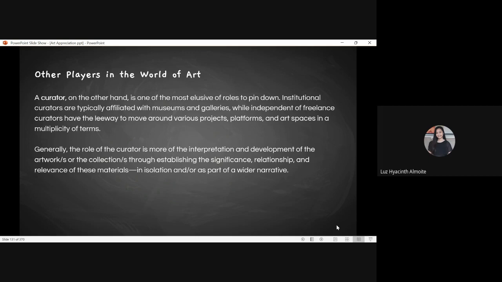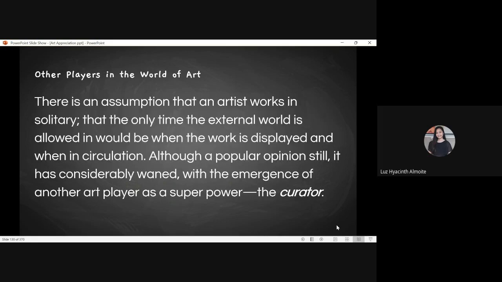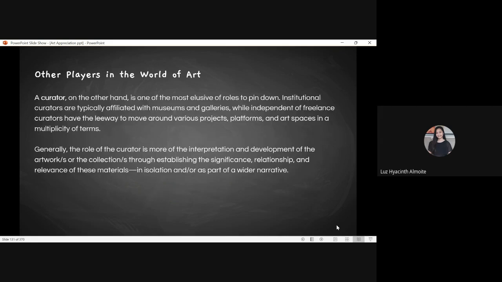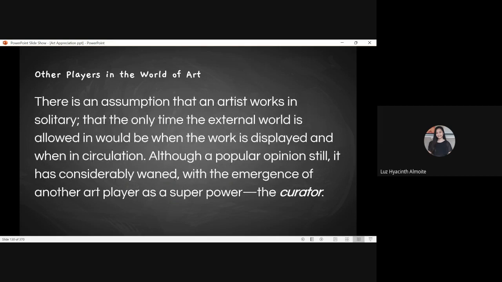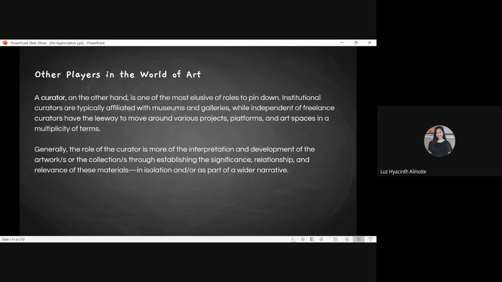So, who are the other actors or who are the other players in the world of art? First is the curator. Okay, when you say curator, this is one of the most elusive of roles to pin down. Institutional curators are typically affiliated with museums and galleries, while independent or freelance curators have the leeway to move around various projects, platforms, and art spaces in a multiplicity of terms.